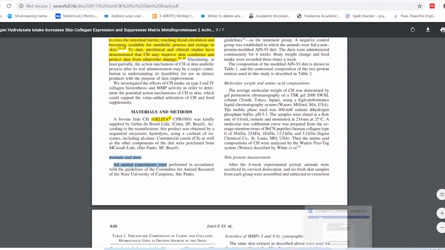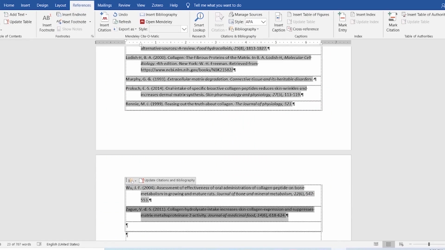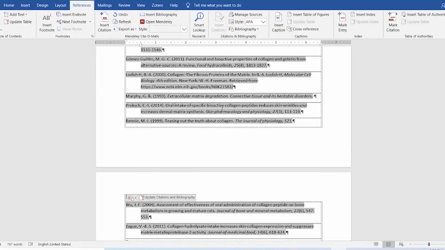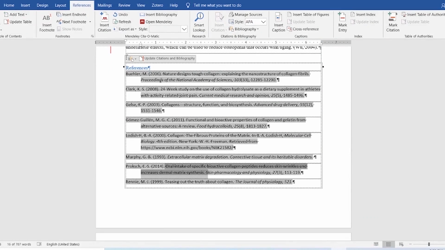Now I will move to the next citation, and I have here Porkish and Clark. Porkish should be talking about oral intake and Clark should be talking about collagen supplement for athletes. Porkish is talking about oral intake from the title. I'm sure that it talks about this topic, and Clark, from the title as well, you could see that it talks about relieving the joint pain in athletes.